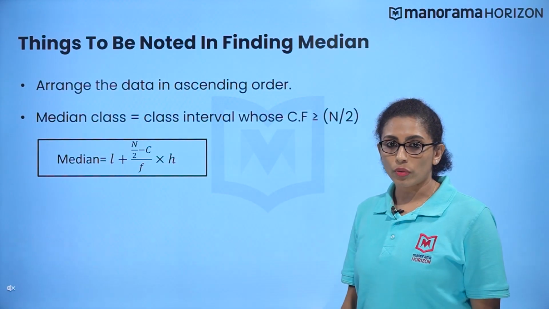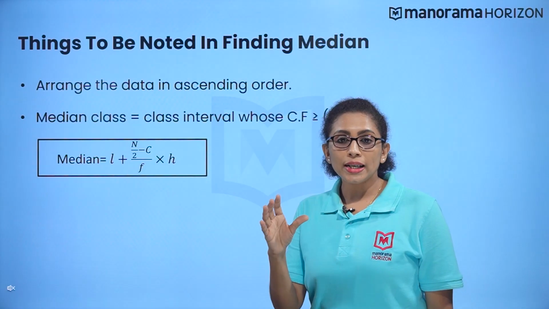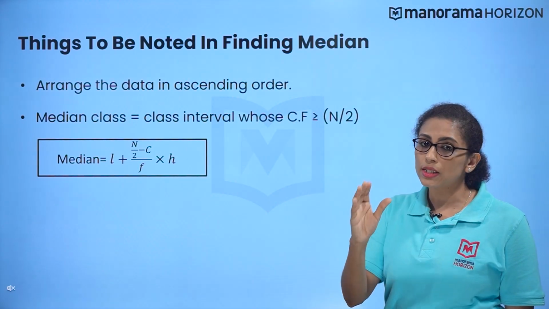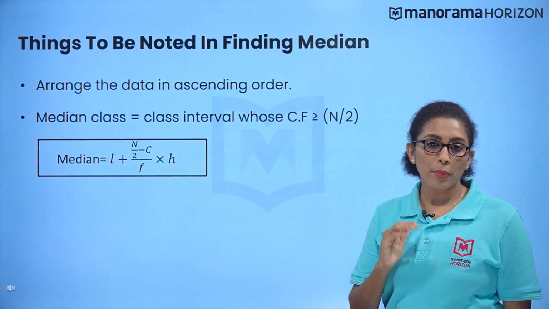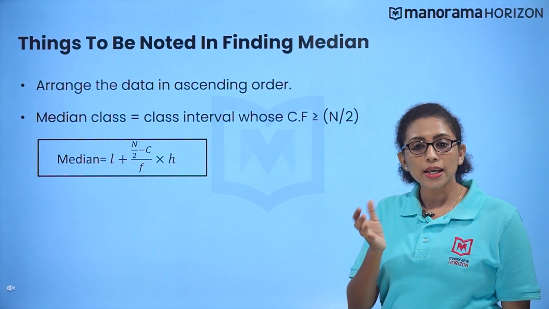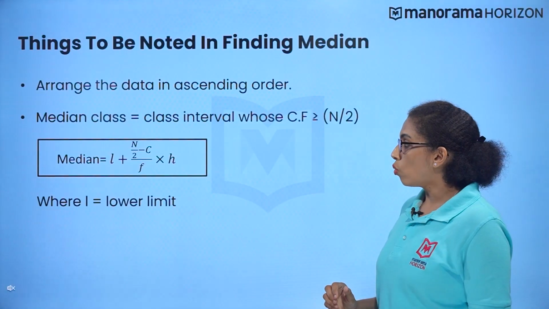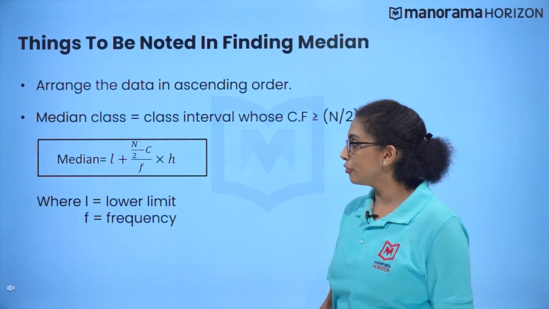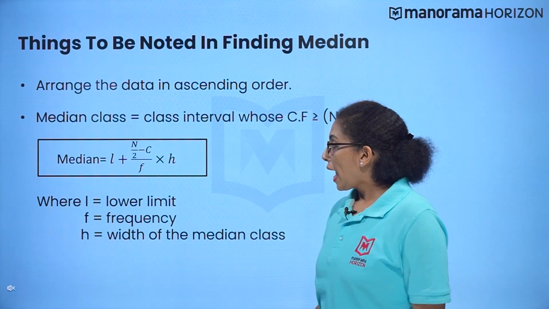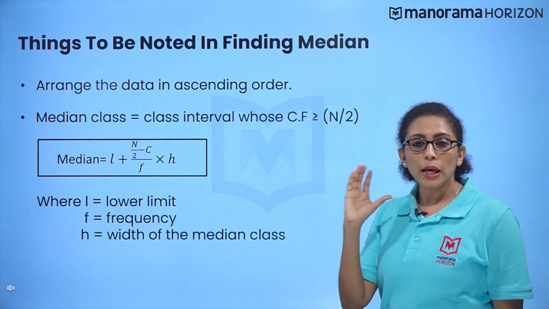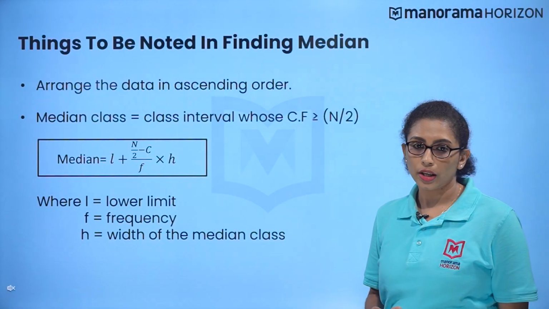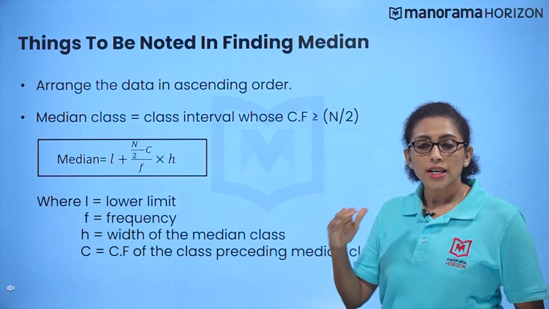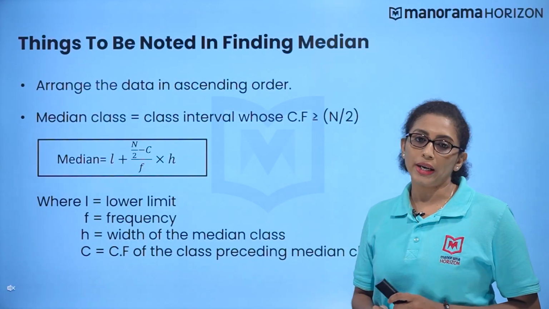Let's see each parameter one by one, where the median class is the class interval whose cumulative frequency is just greater than or equal to n by 2. What is that n? N is the sum of frequencies. Now what is L? L represents the lower limit. What is F? Represents the frequency. H represents the width of the median class respectively. And C represents the cumulative frequency of the class just preceding the median class.